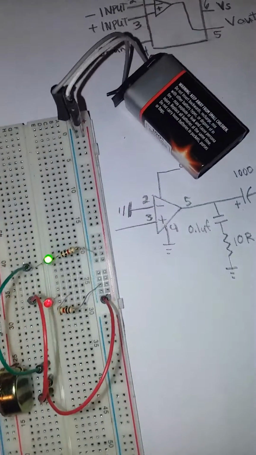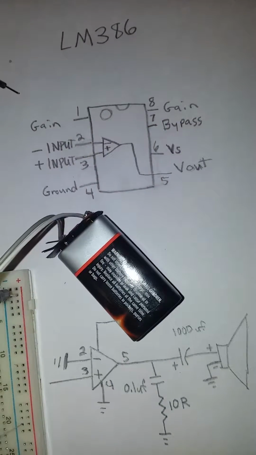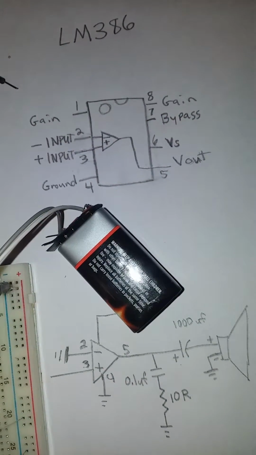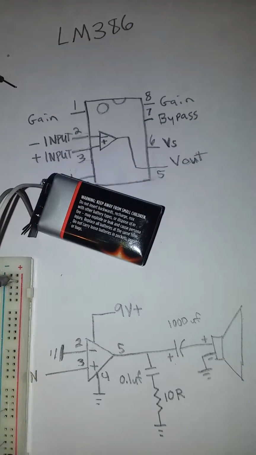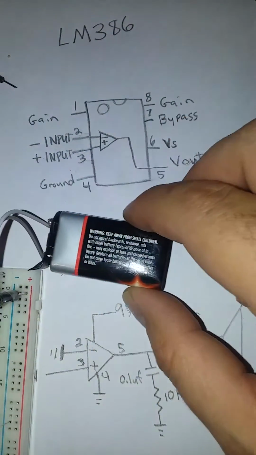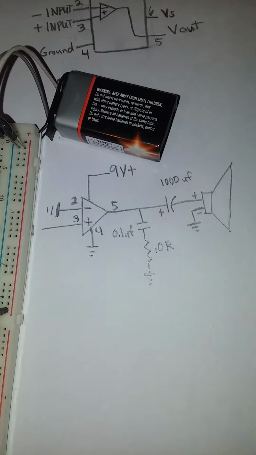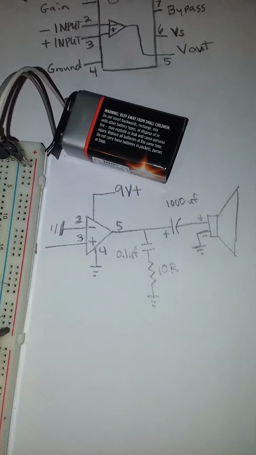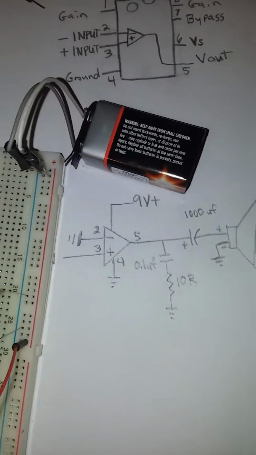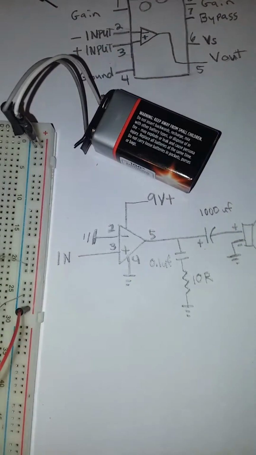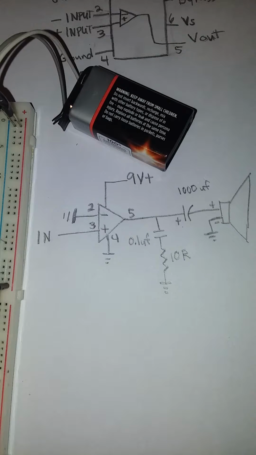Next time maybe we'll get into possibly building this little LM386 amplifier. It's a pretty easy circuit. It's all based on the LM386 op amp, and it just requires a 10R resistor, 0.1 uF capacitor, and a 1000 uF capacitor, and of course a speaker. And input-output jacks, of course, and a power supply. But maybe next time we'll work on that.